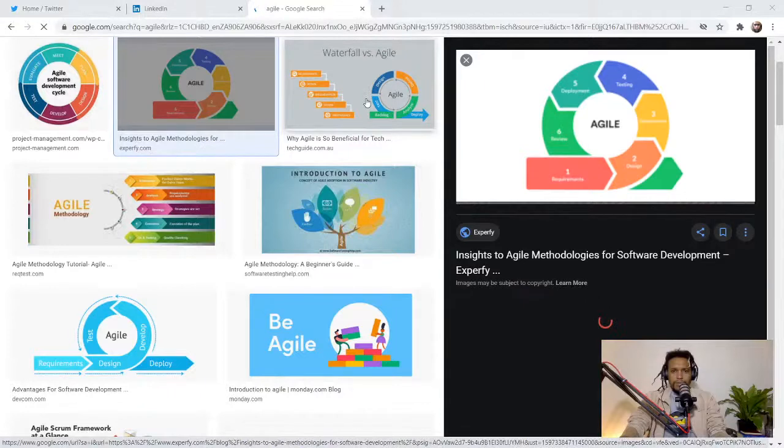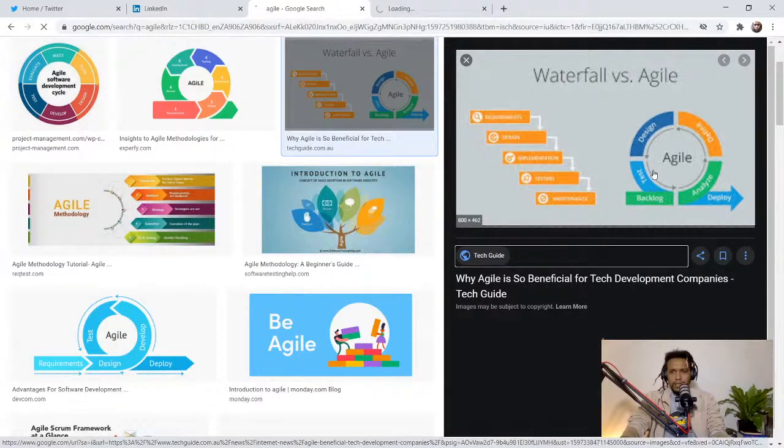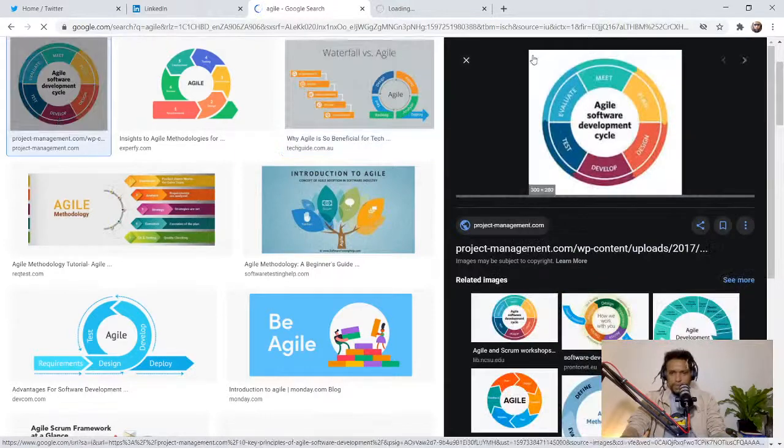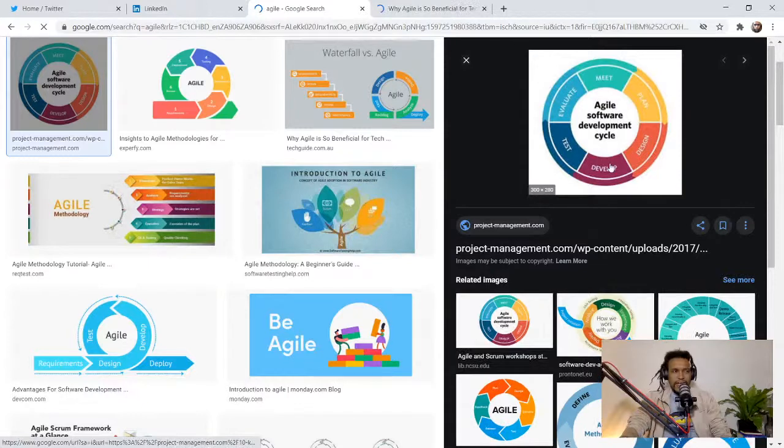As you can see here, I don't know if this is big enough. Let's see if I can actually go to the website. But basically, there's a design phase. There's an evaluate phase, a meet phase, a plan phase, a design phase, a develop and a test phase. But these don't happen in the typical sense that we know UX design to be in.